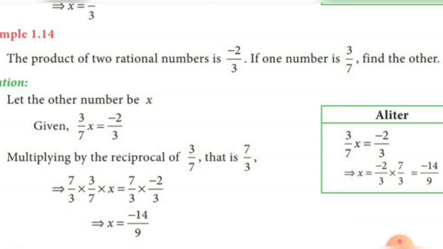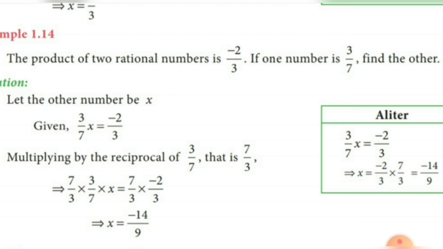Now they're doing this side. 3 by 7 into x equal to minus 2 by 3. So bring x to this side, and bring the number to the right hand side. So 3 by 7 can be written as 7 by 3. Minus 2 sevens are 14, minus 14. 3 3s are 9. That is the answer. This is the Aliter method.